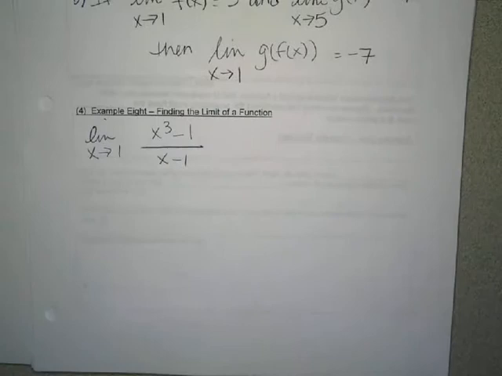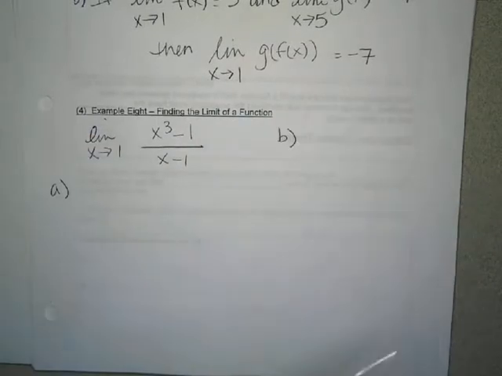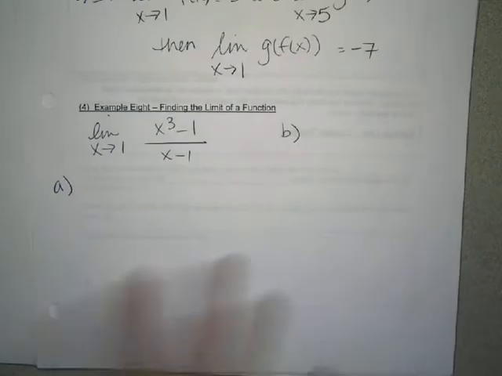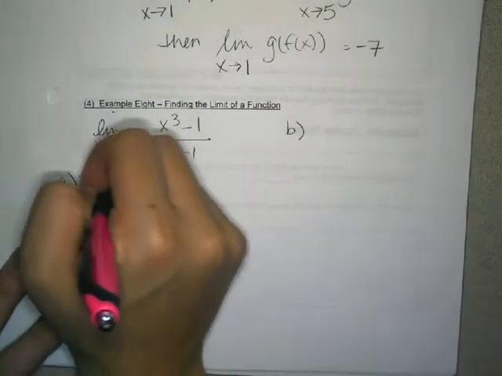I want you to make an A and a B because there's actually two different ways to do this problem. Depending on which way you like better, you can choose either way because it doesn't really matter. First way we're going to do is factoring and dividing.